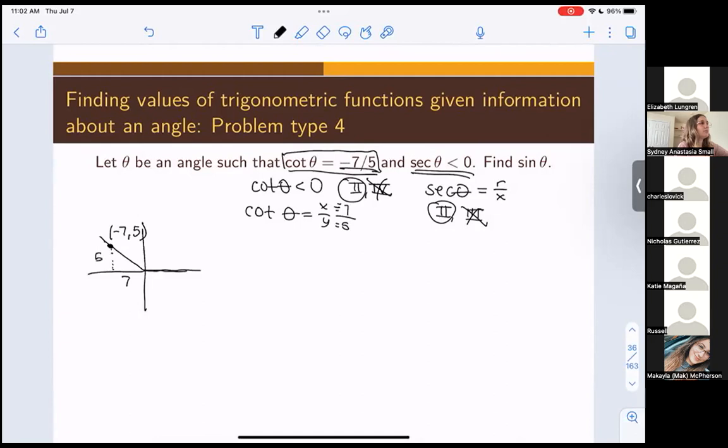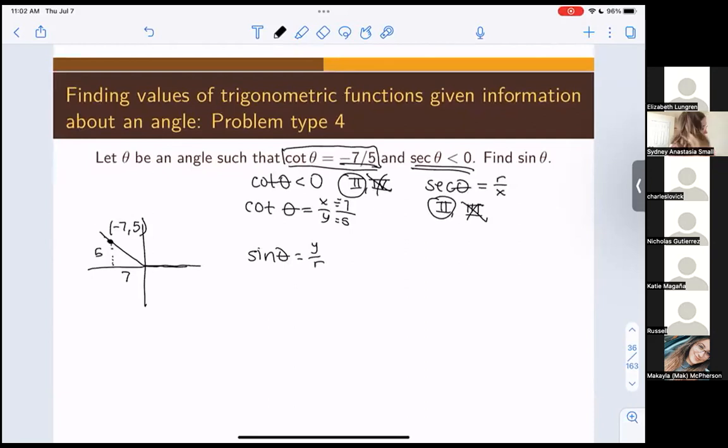Okay, so we've constructed this triangle that has one side length of 7, one side length of 5, and because we are looking for the sine of theta, which is the y value over the radius, we need the radius in order to complete the problem. So let's slap it with the Pythagorean theorem again to get our radius. We get that 7 squared plus 5 squared is equal to r squared, which is 49 plus 25, which is 74. So r is the square root of 74. I can't simplify this any further. There are no perfect squares I can pull out of 74, so I will leave it as is.